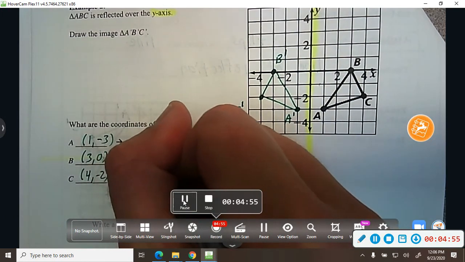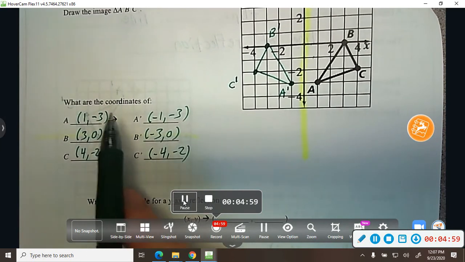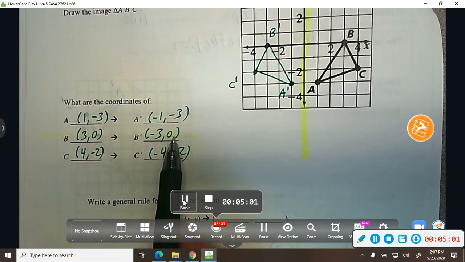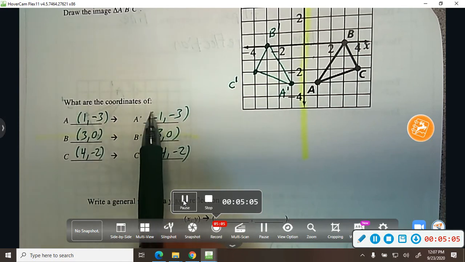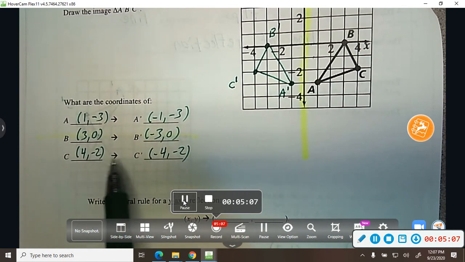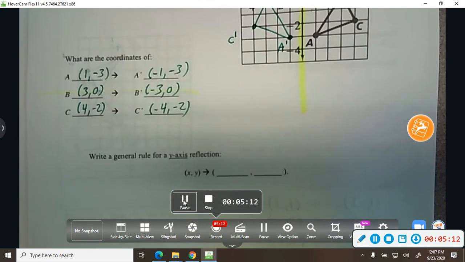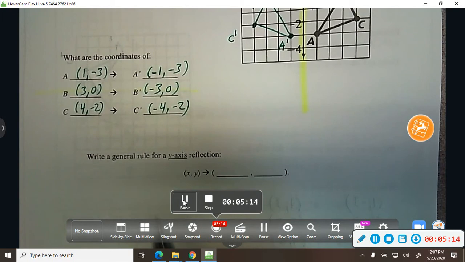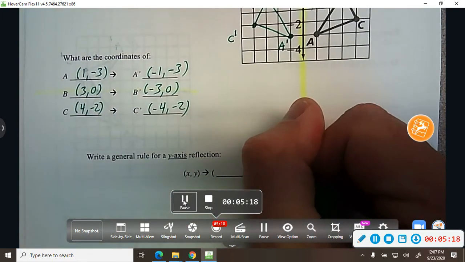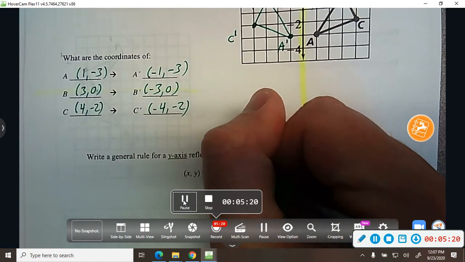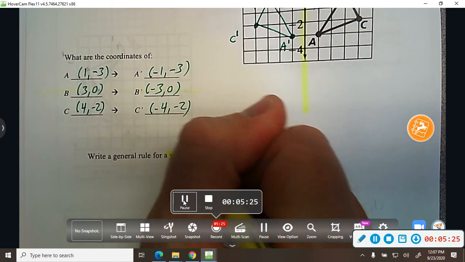So you may notice that in this case, the y value stays the same, but the x is negated. Positive to negative, positive to negative, positive to negative. If it was negative, it becomes positive. So the rule for that is, you keep the y the same, but you negate the x. So that would be a general rule for a y-axis reflection.